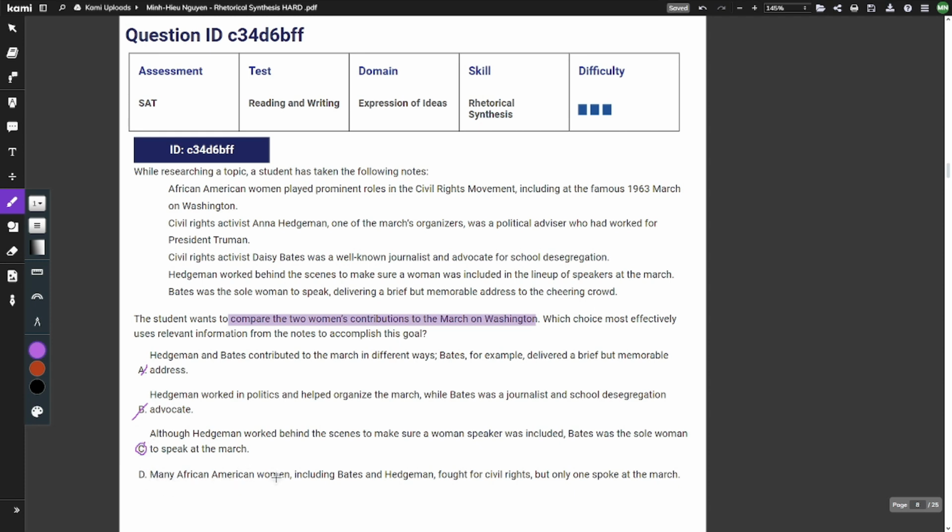D. Many African American women, including Bates and Hedgeman, fought for civil rights, but only one spoke at the march. Okay? First things first, it doesn't talk about which woman spoke at the march. And second, it doesn't even say what the other woman did. So, it's not going to be D. Our answer will be C because it talks about what both of the women did for the march.